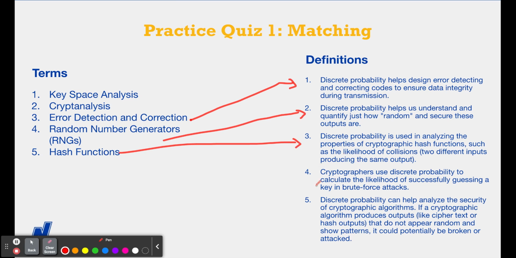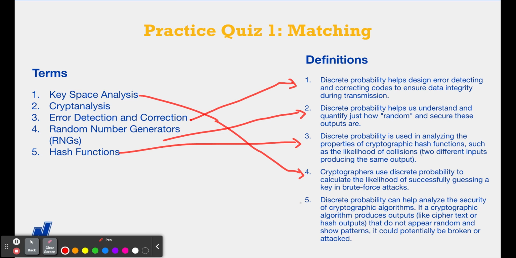Next, cryptographers use discrete probability to calculate the likelihood of successfully guessing a key in a brute force attack. So for this one, this is considered the key space analysis.